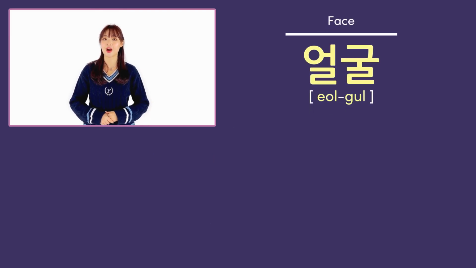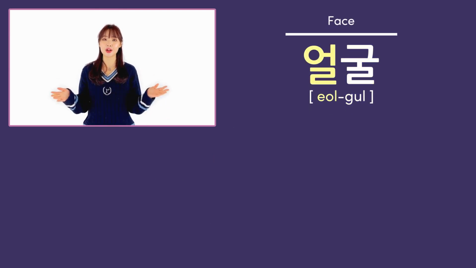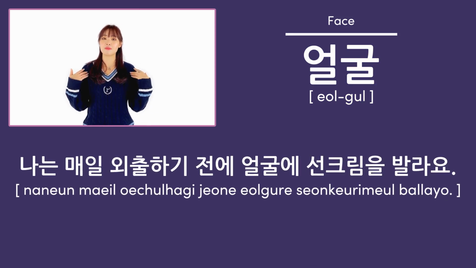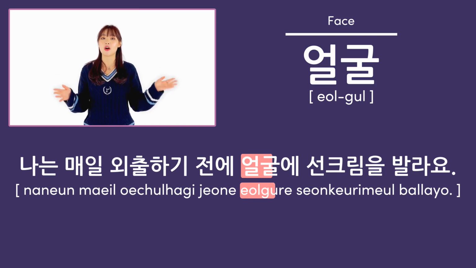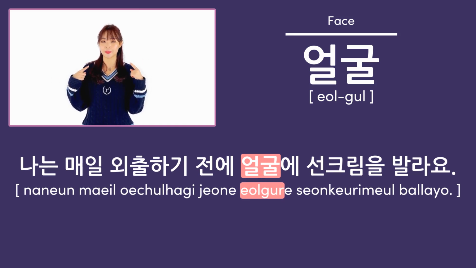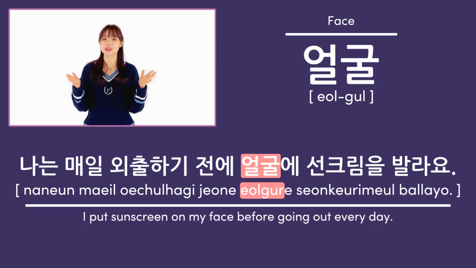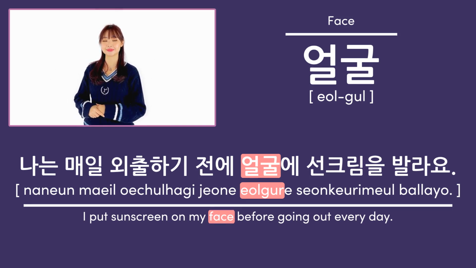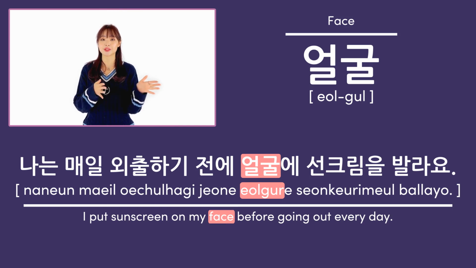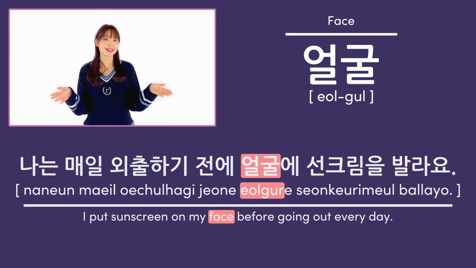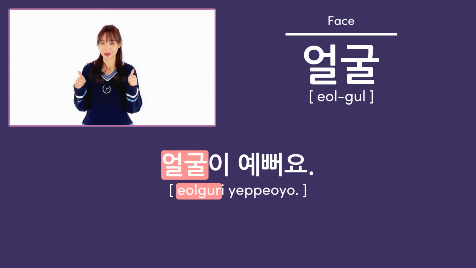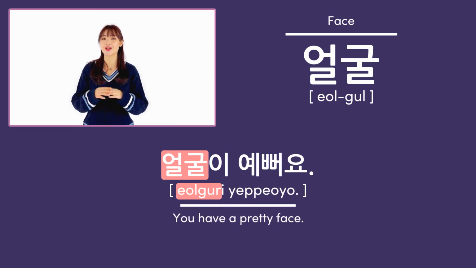Face. 얼굴. For example, 나는 매일 외출하기 전에 얼굴에 선크림을 발라요. This means I put sunscreen on my face before going out every day. Next time you see your friend or someone you find good looking, tell them 얼굴이 예뻐요. This means you have a pretty face.